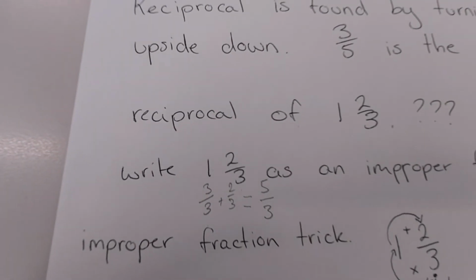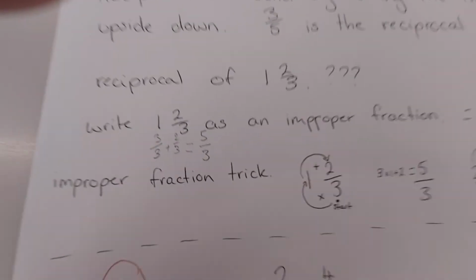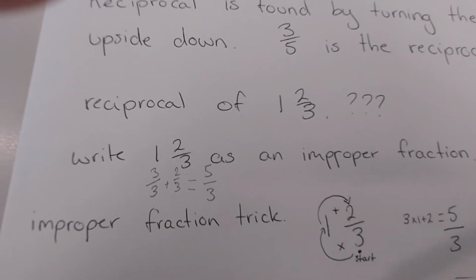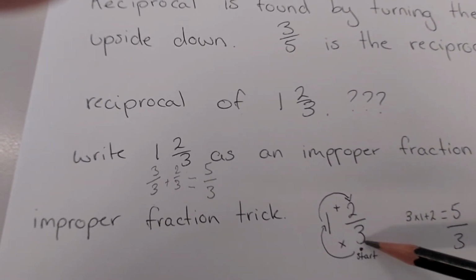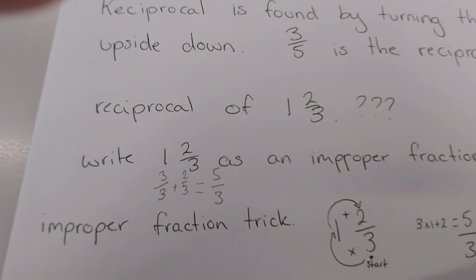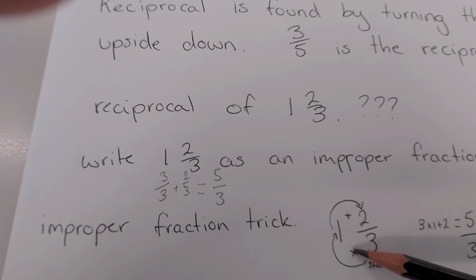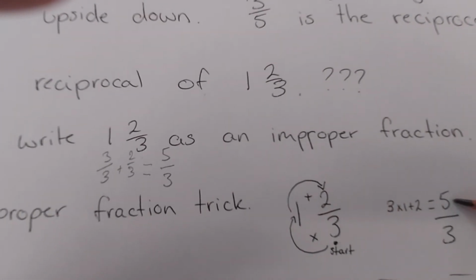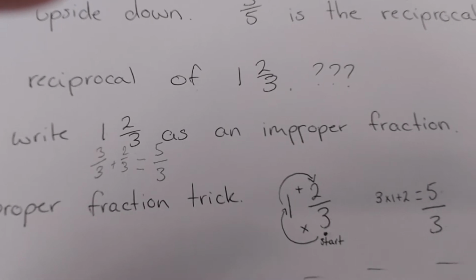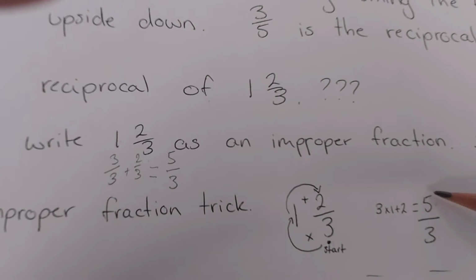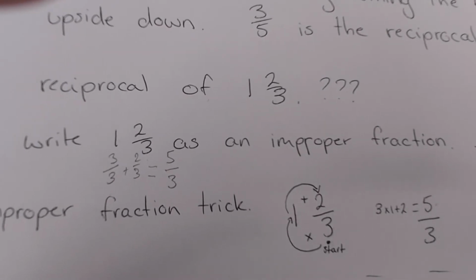Another really easy trick you can use for improper fractions is this one that I like to do. So if I've got 1 2/3, I start here at the thirds, I times, and then I add, and that's my answer. So 3 times 1 plus 2 gives me 5/3. Okay, 3 times 1 plus 2 gives me the 5, and it's all going to be over 3.